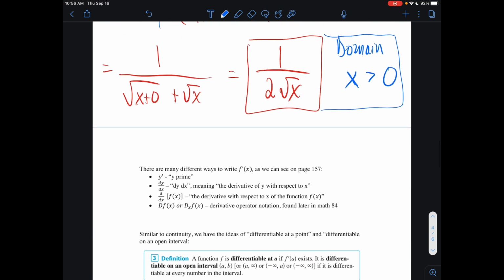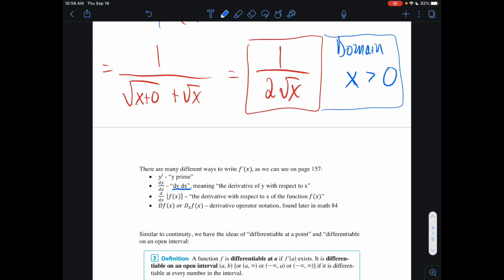So now that we've seen a couple of examples, there are many different ways to write the derivative f prime of x. You can see these also on page 157 of your book. So we've already seen that I've written it as y prime. You can also write the derivative as dy dx. That's the way that I say this fraction. And it looks like a fraction, but we don't want to think of it that way yet. That will become important towards the end of chapter 3 and then also later on into chapter 5.